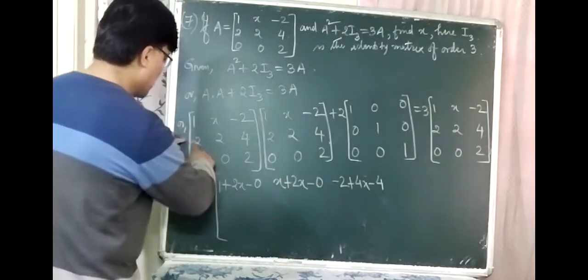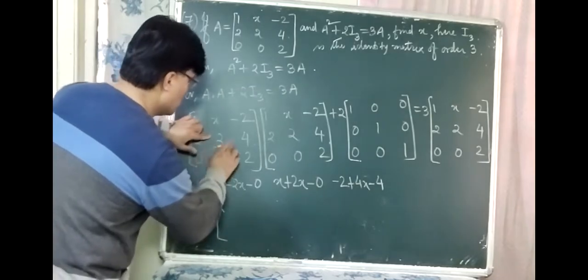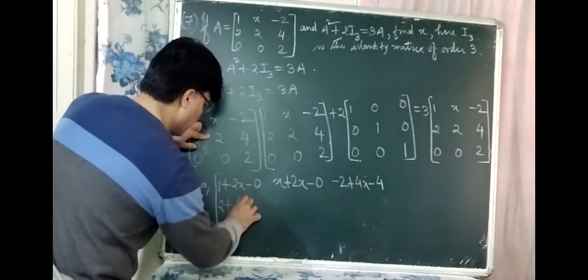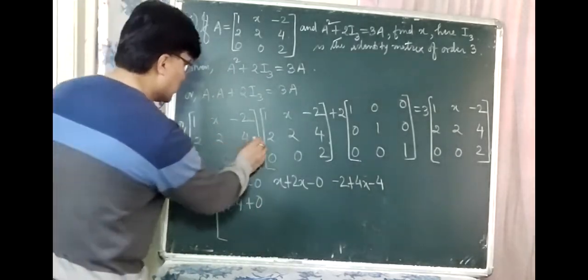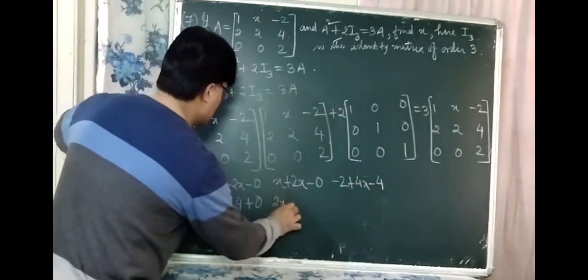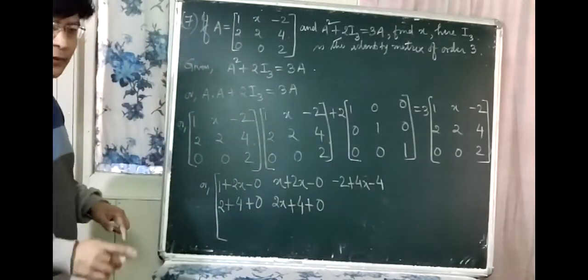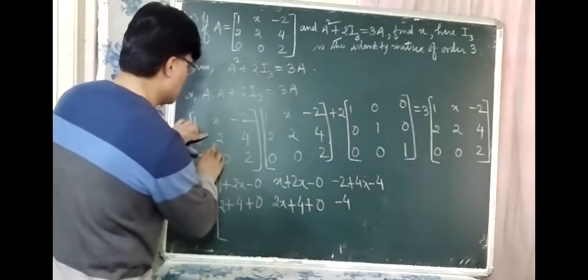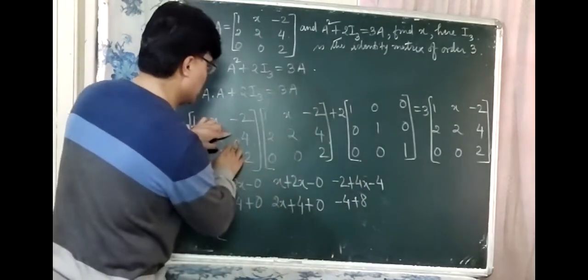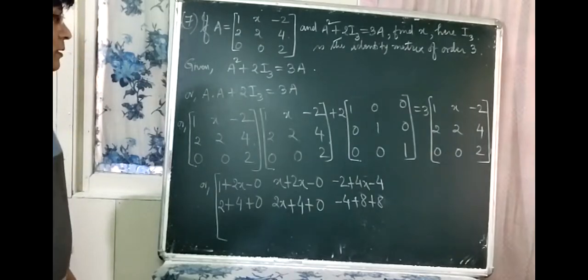Next, second row by first column: 2 ones are 2, plus 2 twos are 4, plus 0. Next, second row by second column: 2 into x is 2x, plus 2 twos are 4, plus 0. Next, second row by third column: 2 into -2 is -4, plus 2 fours are 8, plus 4 twos are 8. Is that clear? So this is the second row.